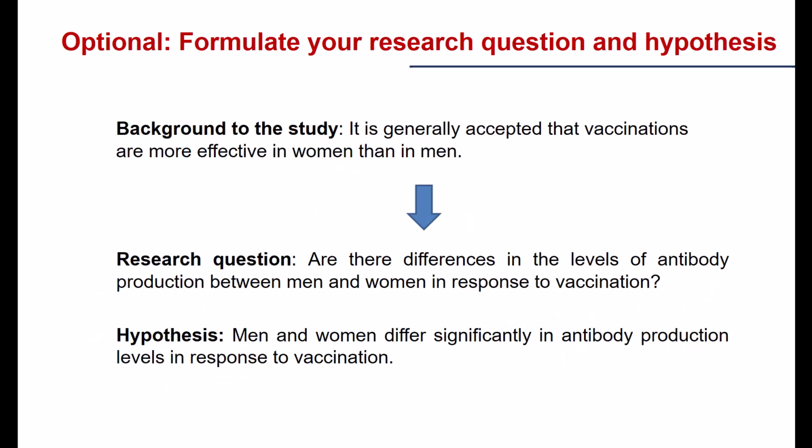So in some proposals, it's required to also indicate the research question and also the hypothesis. Based on your background or context to the study, you can formulate a research question. So people are usually producing antibodies in response to vaccination. If the background says vaccination in women is more effective than in men, then is it because the levels of antibody production is different between men and women? So this can be your research question.